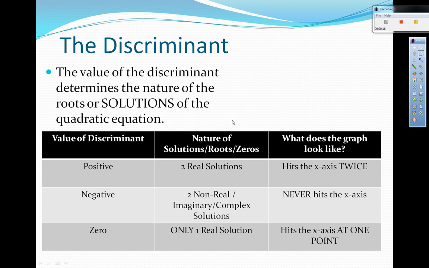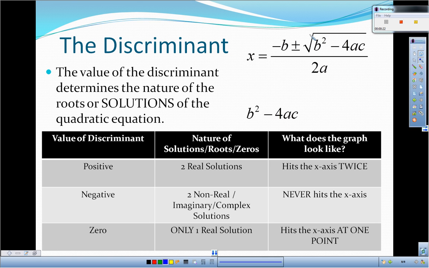The value of the discriminant is the value up underneath the radical of your quadratic formula. So if you remember the quadratic formula, negative b plus or minus the square root of b squared minus 4ac all over 2a, the b squared minus 4ac, so the value up underneath the square root, not including the square root, that is the discriminant. The value of the discriminant determines the nature of the roots or solutions of the quadratic equation.